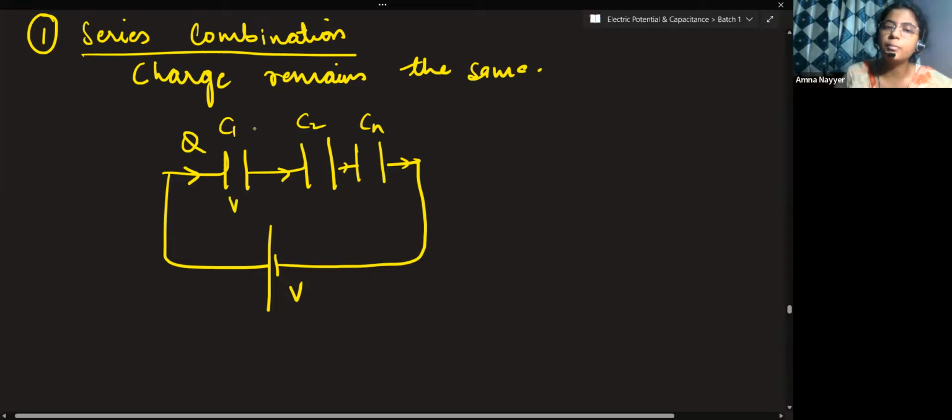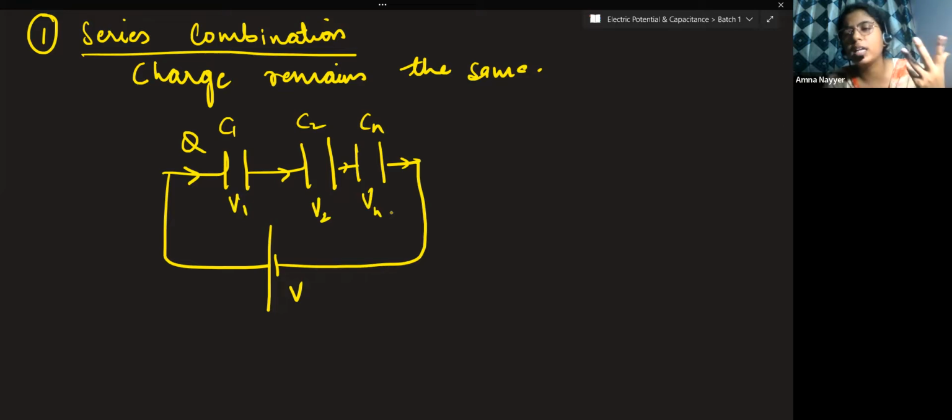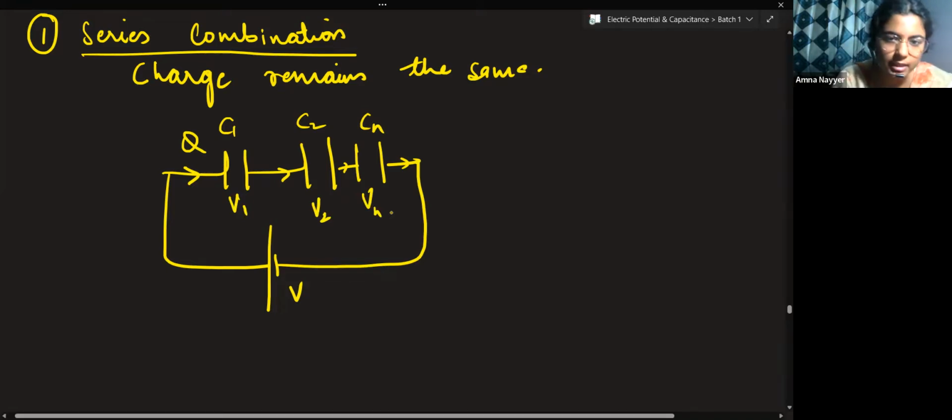Let's say V1 is the potential of the first capacitor, V2 is the potential of the second capacitor, and so on up till Vn, the potential of the nth capacitor that is connected. I have taken n randomly. It can be any value: 2, 3, 4, 5. Any number of capacitors can be connected in series. So the quantity that remains the same is the electric charge.